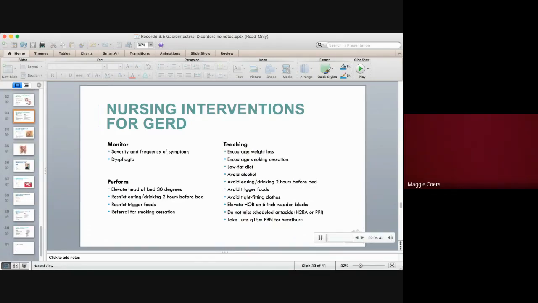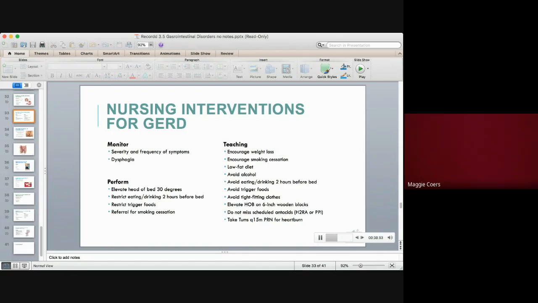As for nursing interventions for GERD, it really focuses on teaching. Okay, the severity and frequency of symptoms we need to monitor for. Also, dysphagia is a swallowing issue, so we may have to treat constrictures or treat esophagitis to help with dysphagia. There are different things we can perform: raising the head of the bed 30 degrees, sitting up after someone eats, restricting food and drink before they lay down, avoiding the trigger foods, all of that.